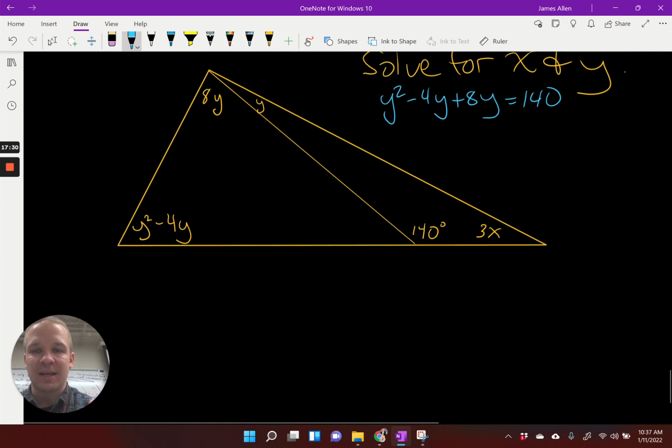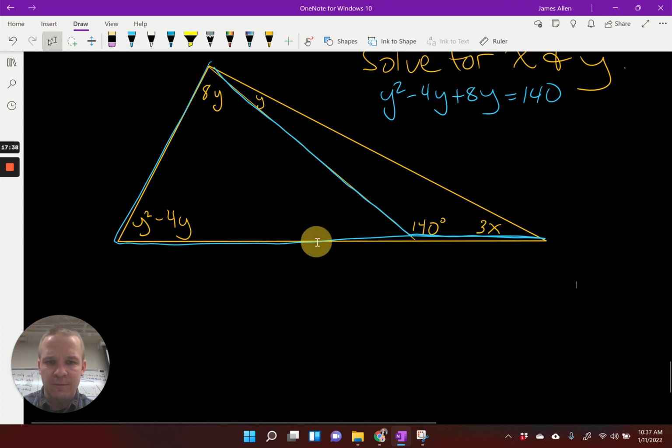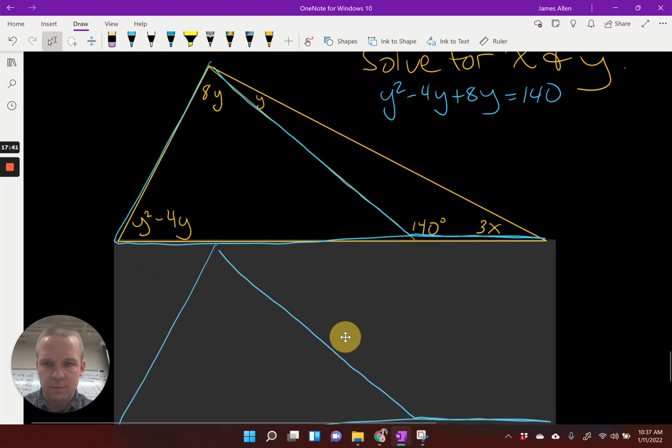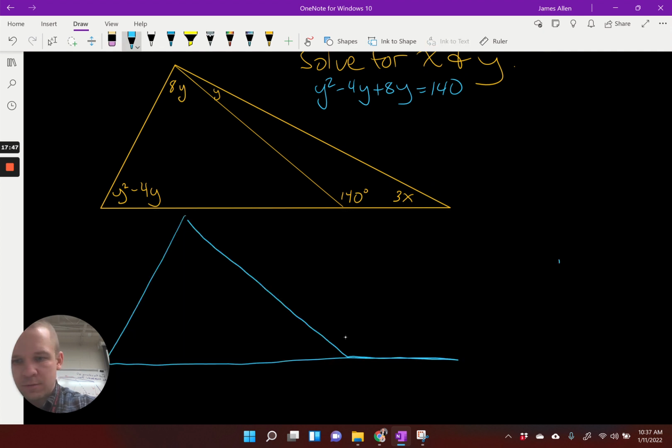How the heck did I know that? Let me isolate a part of this diagram, okay? So if I take this blue triangle off, there we go. I am dealing with the Y squared minus 4Y, the 8Y, and the 140. 140 is an exterior angle with the 8Y and the Y squared minus 4Y being my remote interior angles. Those two add up to that exterior angle. The sum of the two remote interior angles equals the exterior angle. That is what the equation is right there.